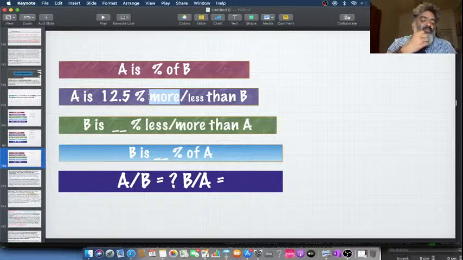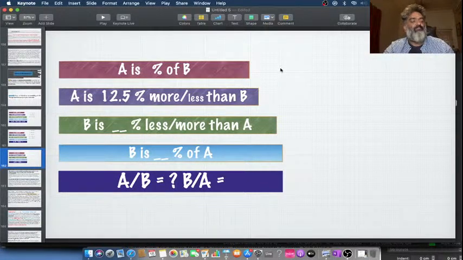Devarpita says A is 112.5% of B, correct. B is 11.11% less than A. B is 88.88% of A. A by B is 9 by 8. Do I need to write down the equation, or all of you are good with it? No, correct. So I will just move on.